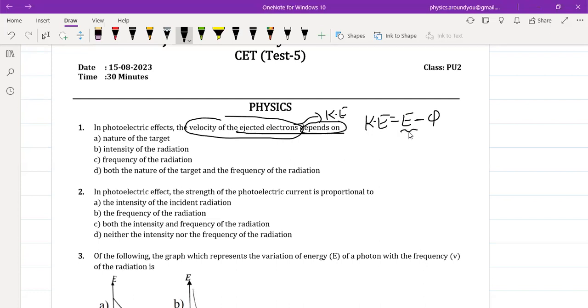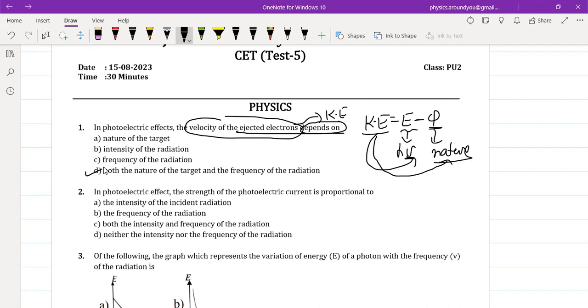So energy incident depends on frequency of incident light, and threshold depends on the nature of the metal. It might be potassium, sodium, lithium, whatever metals they are. So the kinetic energy depends on the frequency of the incident light, and threshold depends on the nature. So it depends both on the nature of the target and the frequency of the incident radiation. Most appropriate choice. Minimum use of equation, maximum concept.